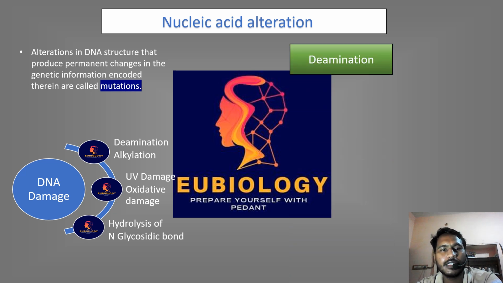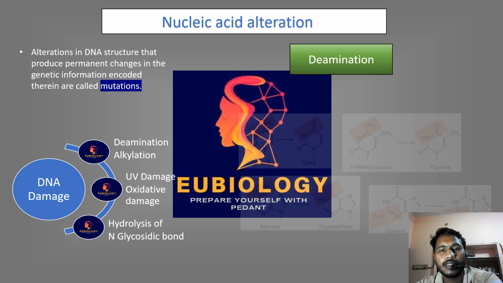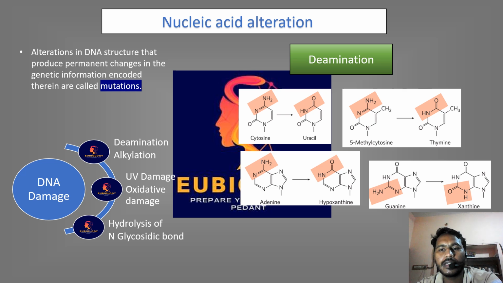So deamination, let's see the deamination. In deamination, what will happen? The cytosine will become uracil, adenine will become hypoxanthine, guanine will become xanthine, and 5-methyl cytosine will become thymine. These are the changes which are happening, and you have to remember them because they are going to ask questions from mutation as well. So this is a very important topic. You can see the deaminating agent is what? Nitrous acid. Okay, nitrous acid is the deaminating agent.